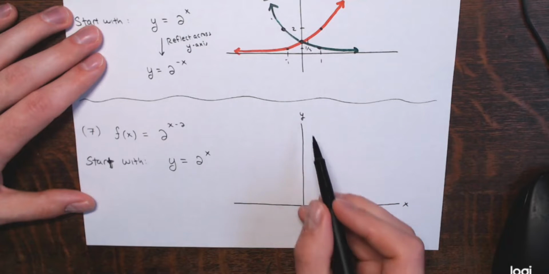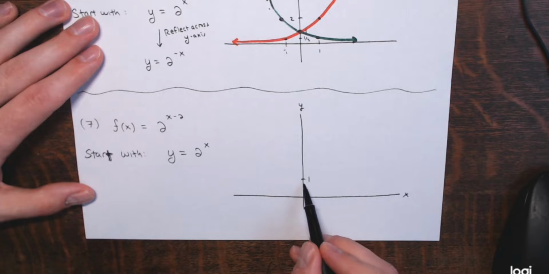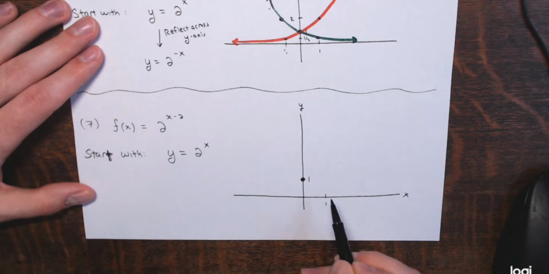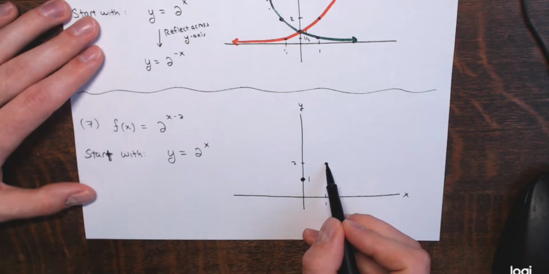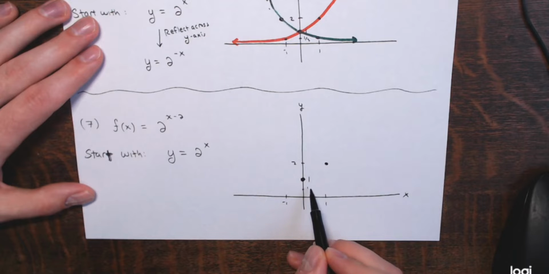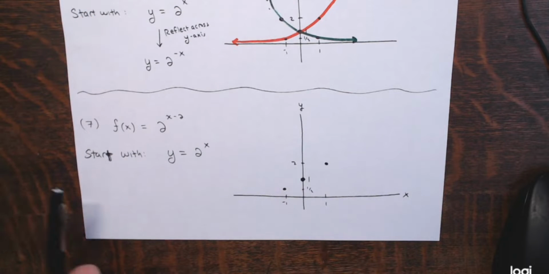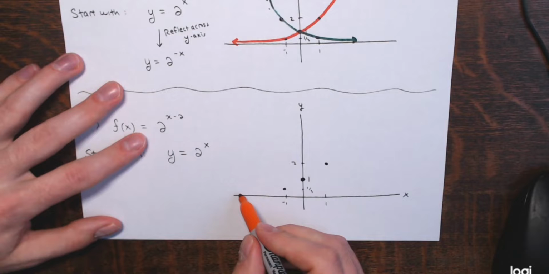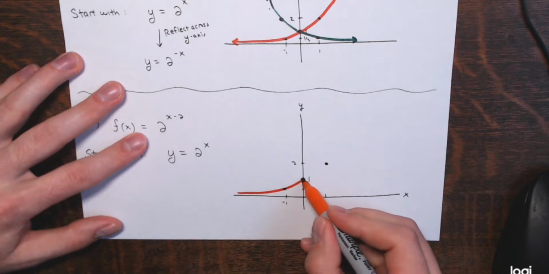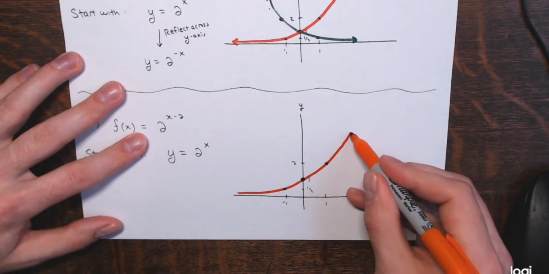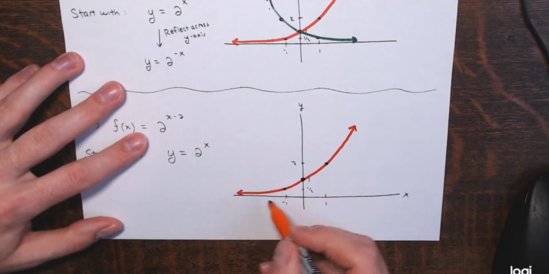So once again, you'd have (0, 1), (1, 2), (-1, 1/2). Same picture I had up there for y equals 2 to the x, and the x-axis is the asymptote.